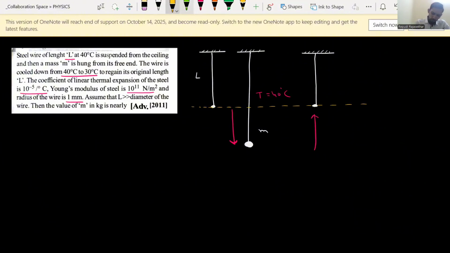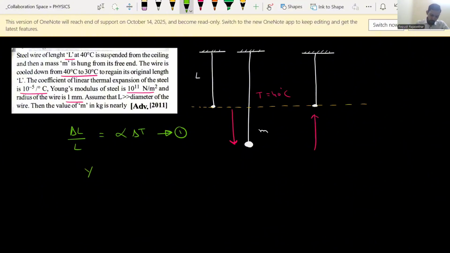Now, how to relate Young's modulus, the change in length, original length and linear expansion? We know the relations here. So delta L divided by L can be written as alpha into delta T. This is equation number 1. All these equations I have given in the class in detail. Thermal properties of matter we have discussed, as well as the mechanical properties of solids. So delta L by L equals alpha into delta T. This is equation number 1.